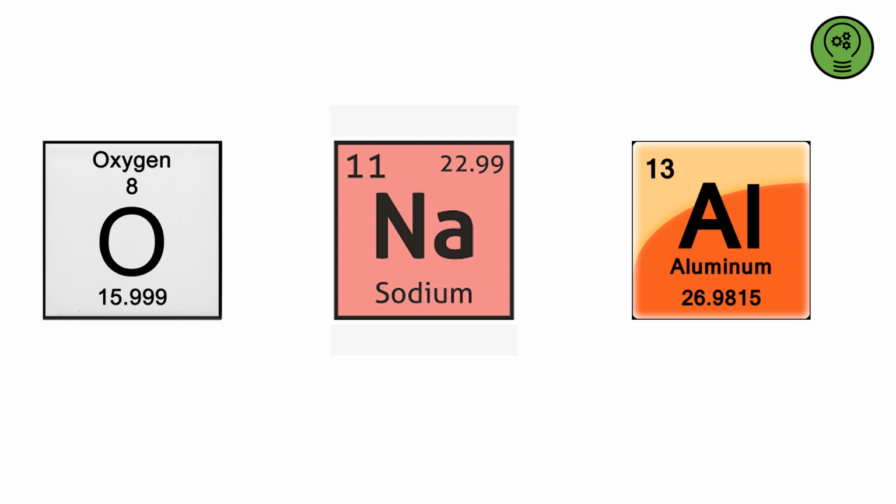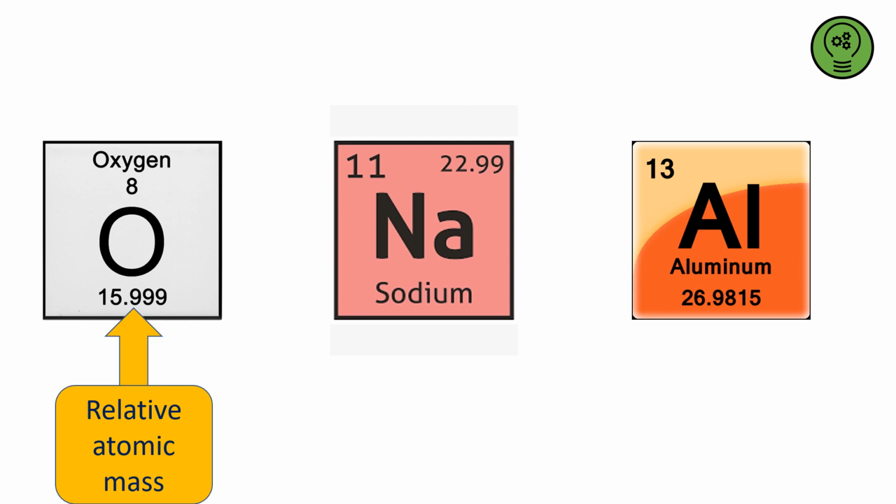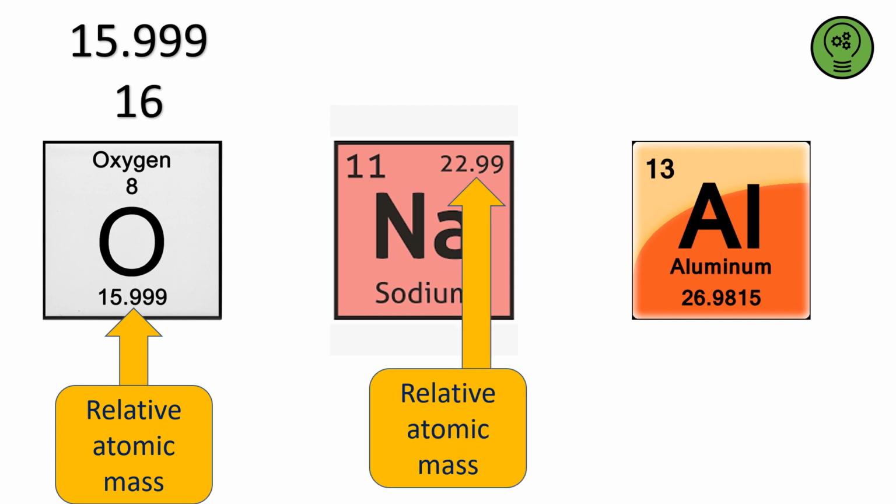Okay, so hopefully you've had a go. Let's see if you're correct. So question 1, what was the atomic mass of oxygen? So the relative atomic mass is this number here. You could have said 15.999, or you could have rounded it up to 16. The relative atomic mass of sodium, that bigger number there, is either going to be 22.99, or you've rounded it up to 23. Either number is correct.